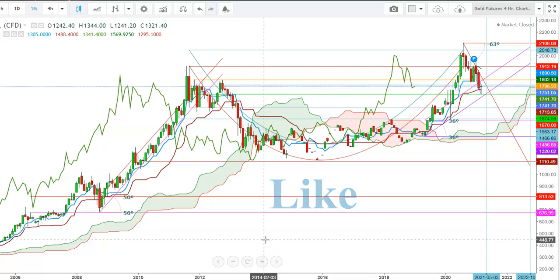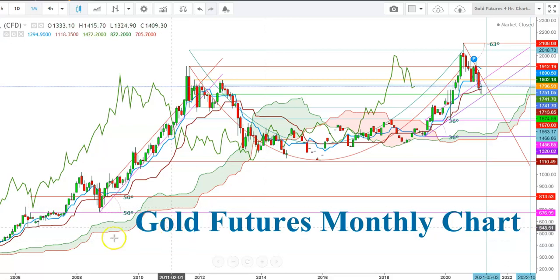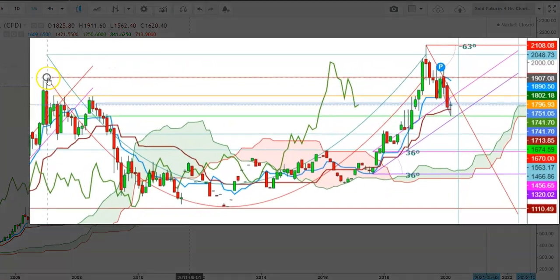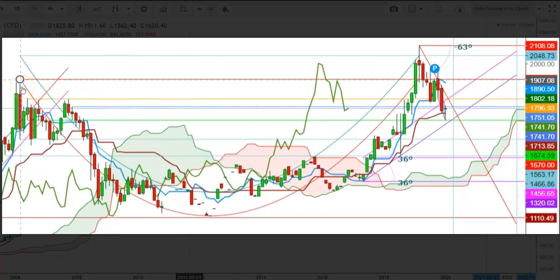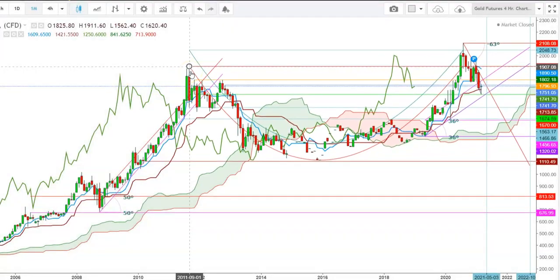So let us start the day to analyze the movements of gold futures in a monthly time frame first. Here you can see how the gold futures started to move downward from the year 2011, when the gold tested the highs of $1912 during the month of September 2011, and since then we have seen a sharp downward move in gold when the gold tested the lows of $1110 during the month of November 2015.